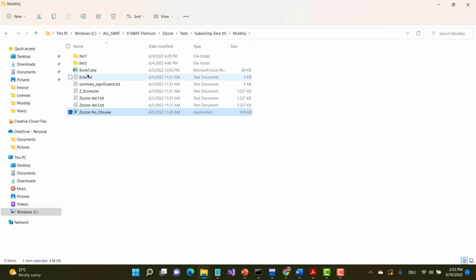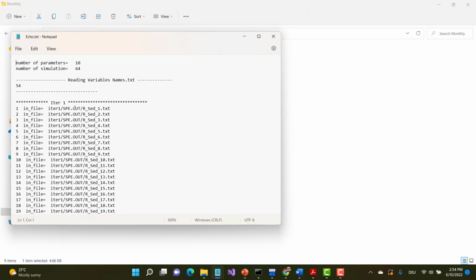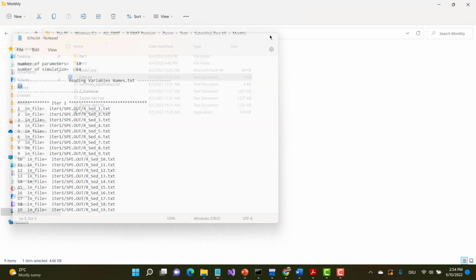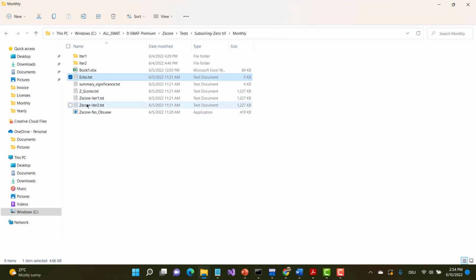When you run the program, you get these 1, 2, 3, 4, 5 files, not the Excel file yet. You get these 5 files. The first file is an echo as usual. The program just echoes what it reads, so you can see if everything is being read okay. I have 10 parameters, 64 simulations and 54 variables. These are the 54 subbasins. And then I get these two files, Zscore from iteration 1 and Zscore from iteration 2.